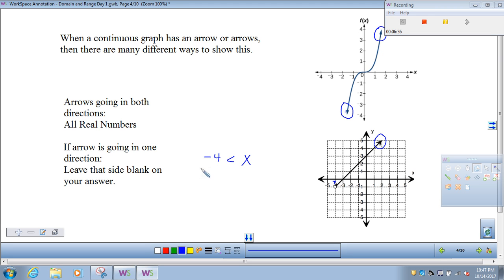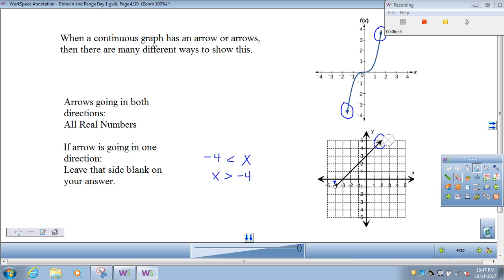So I'm going to flip this, and when I do, the symbol, the alligator that we like to call it, is eating the x. So when I flip it, it still has to be eating the x. So we'll flip this entire thing. So this is my domain.